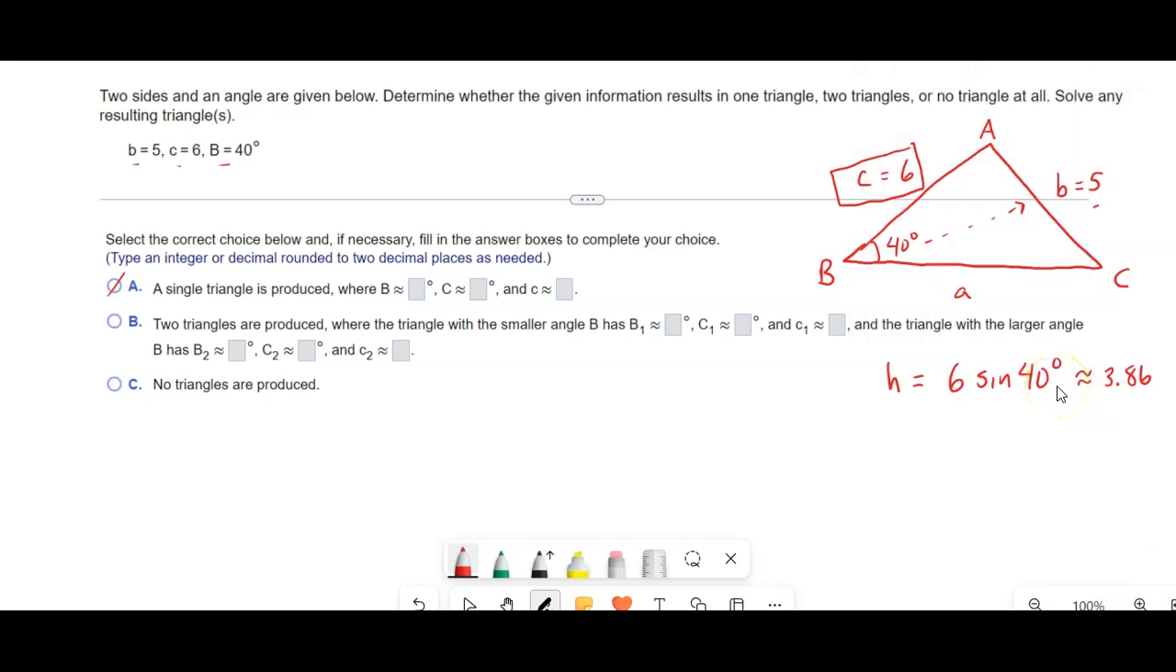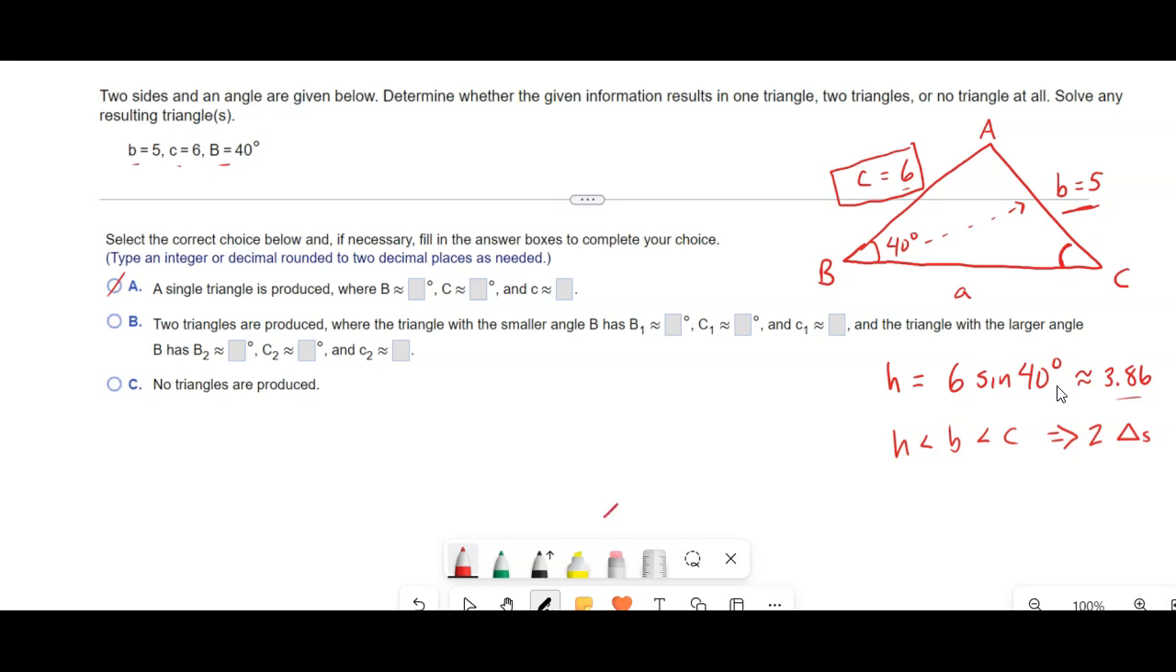And what we see here is b is larger than h, but it is not larger than c. So h is less than b, and b is less than c. When that's the case, that means we have 2 triangles possible. Right, one is going to be when this angle C over here is an acute angle, and the other is going to be the possibility if it were obtuse.